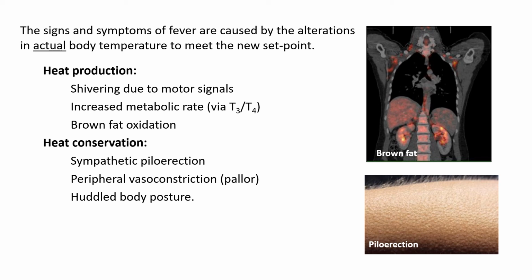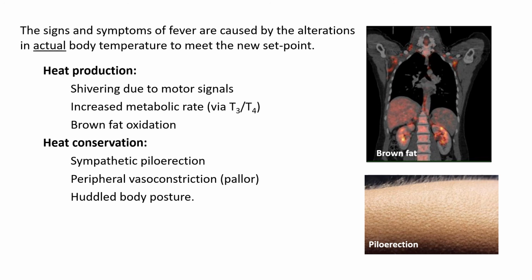Another thing is sympathetic peripheral vasoconstriction. We talked about this in terms of vasodilation causing redness. Vasoconstriction causes pallor. So the sympathetic nervous system stimulates peripheral vasoconstriction, which of course means that less blood is going to the skin and we become pale. But also we are losing less heat from the blood because it's not going to the skin where it can cool down quickly.